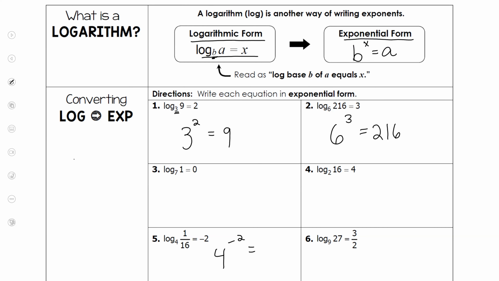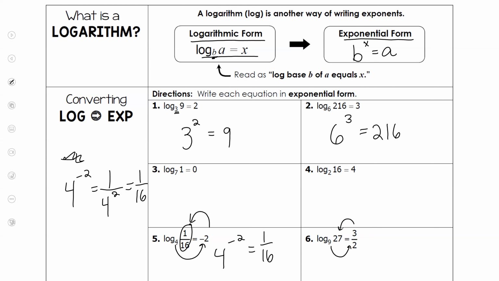So let's rewrite this. When you have a negative exponent, the rule is make it a positive exponent by putting it in the denominator. This 4 squared is 16. So this becomes 1/16, which is what we have right here. So guys, 4 to the power of -2 is 1/16. That is how it is read. That's what it means. Here, 9 to the power of 3/2 will give you 27. So this is saying 9 to the power of 3/2 is going to be 27.